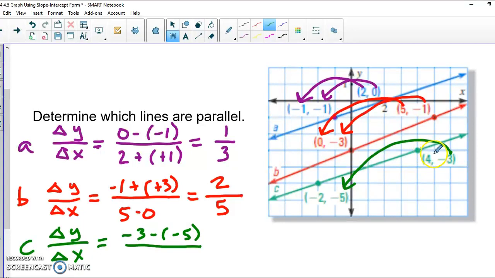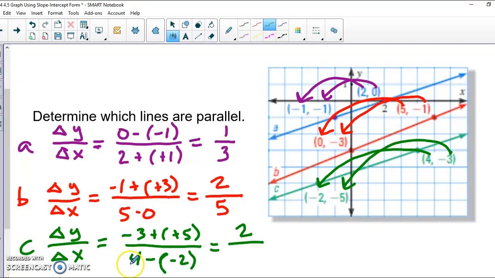And I will subtract my x values now. 4 minus -2. So now to simplify, I'm going to do same, change, change. -3 stays the same. Minus a minus becomes plus a positive. And now I'm at -3. If I move 5 units in the positive direction, that brings me to +2.